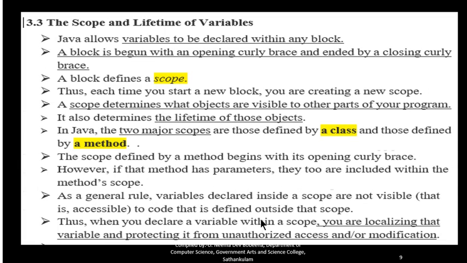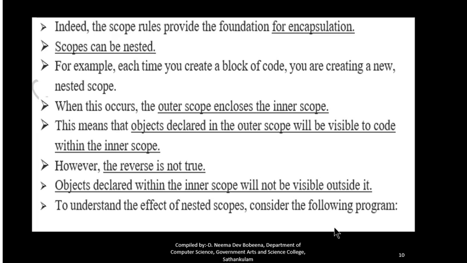The purpose of scope is that we are localizing a variable and protecting it from unauthorized access or modifying. If you are declaring a variable within a scope, we are protecting it from unauthorized access from outside that scope or block. So the scope provides a way for encapsulation. Encapsulation is provided by means of scope.